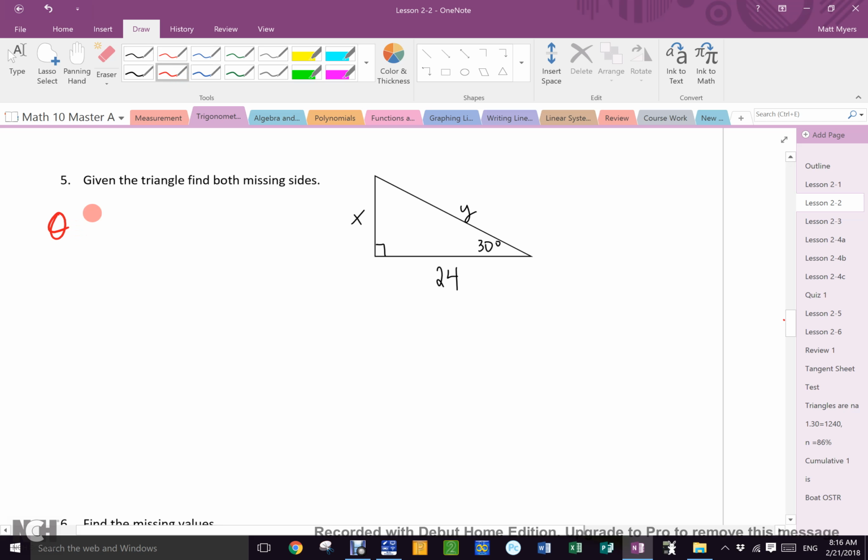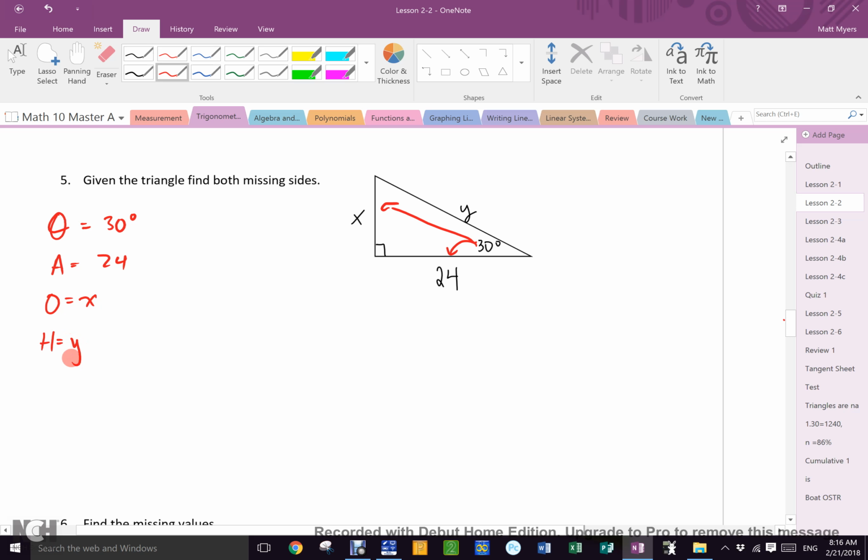Theta equals 30 degrees. Then I have one side. That side is an adjacent side of 24. I need the other two sides. That side is opposite, so my opposite is x. And the third side of the triangle, which is the hypotenuse, is y.